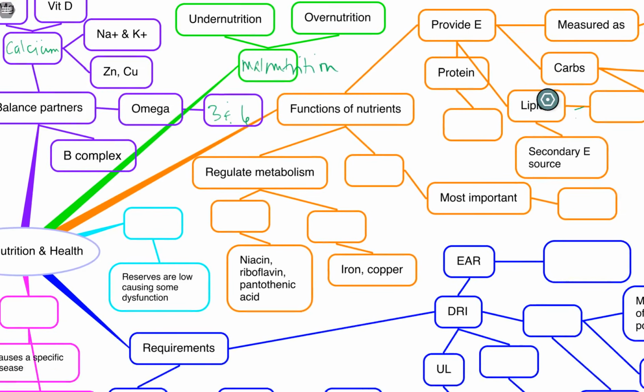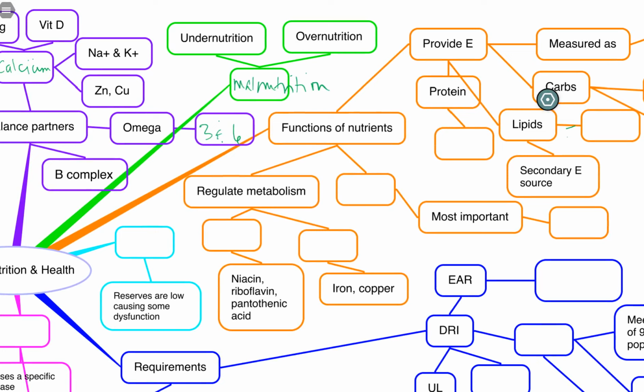When we look at a lot of the functions of our nutrients, major functions regulate metabolism. That's going to be our vitamins and minerals. Vitamins, of course, like the B vitamins listed down here. And some of our minerals, which are things that are found on the periodic table, like our iron and copper. Another function of our nutrients is to build tissue. The most important nutrient for that is going to be our protein.